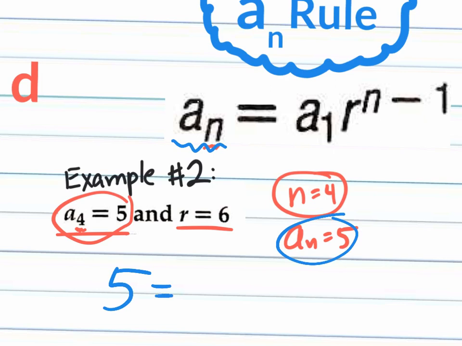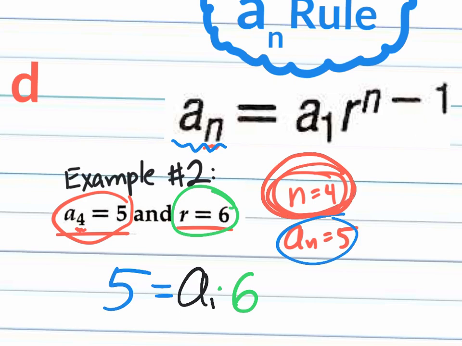We don't know, so I'm going to leave it, a sub 1. My common ratio, do I know my common ratio? Yes, I do. My common ratio is 6. So I'm going to put times 6, and it's going to be to the power of n minus 1. To the power of n, we said n was 4, minus 1. And this is all in the exponent position.